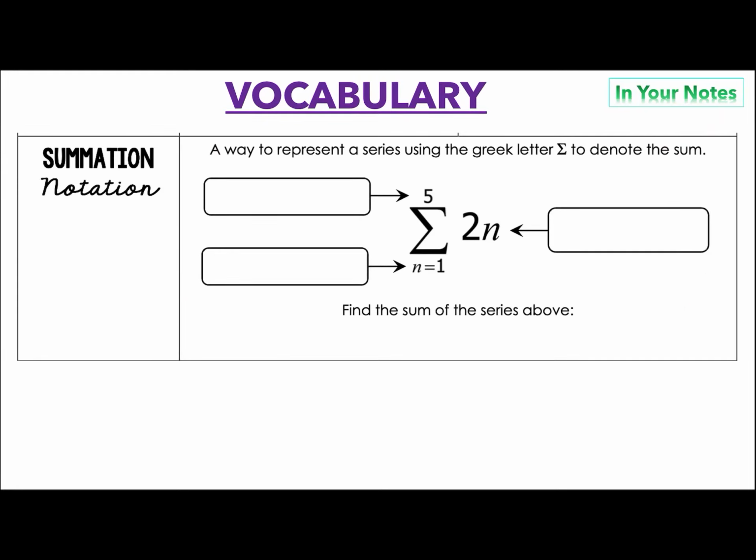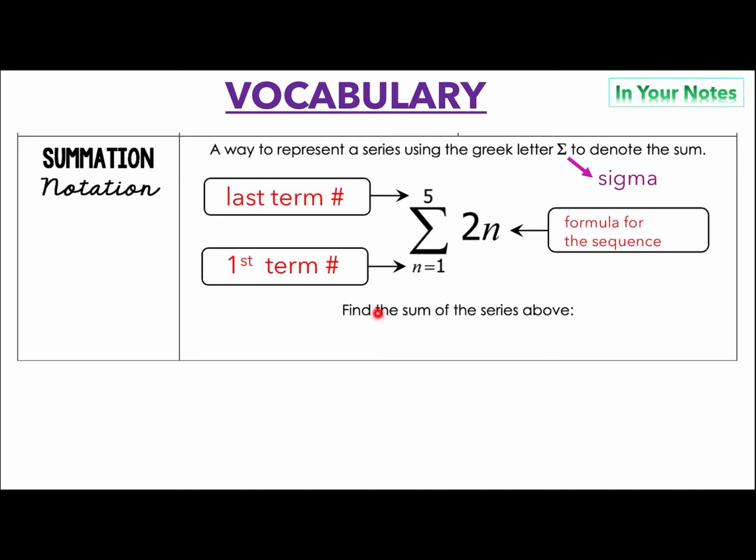A way to represent a series is using the Greek letter sigma to denote the sum. Anytime you see this letter that looks like an E, I'm going to read it out loud as sigma. You're going to see a sigma with a number at the top and a number at the bottom. The number at the top is the last term number, whereas the number at the bottom is the first term number. The equation on the right is the formula that you use for the sequence.